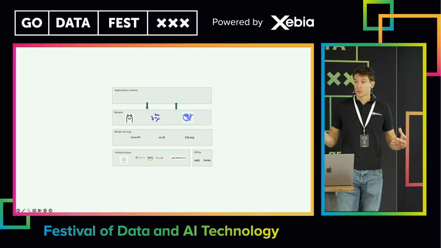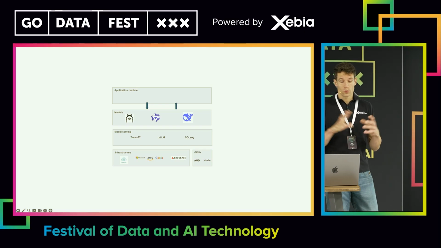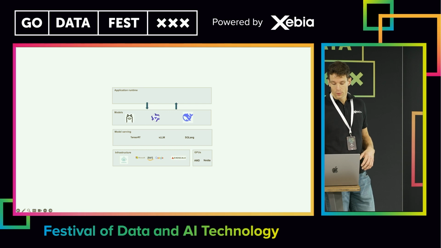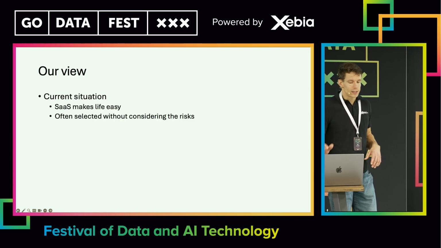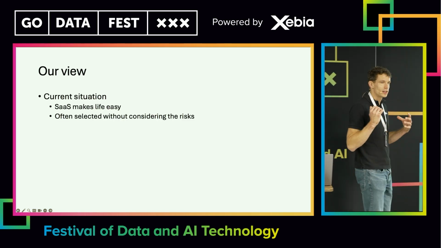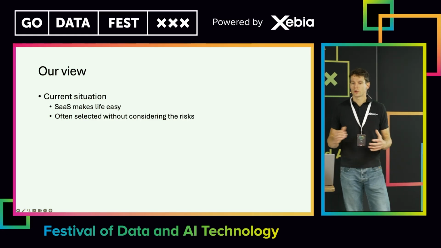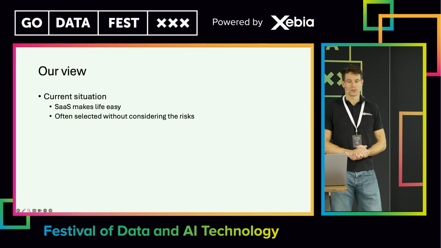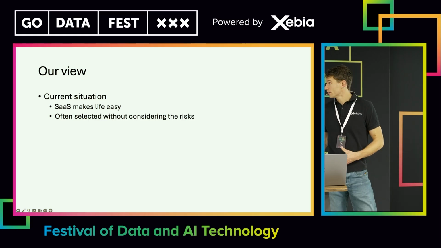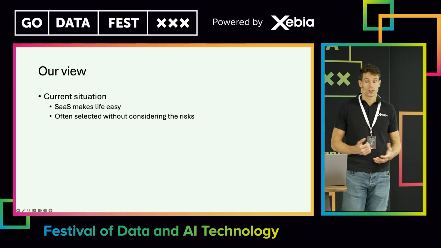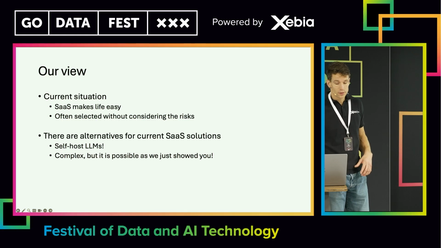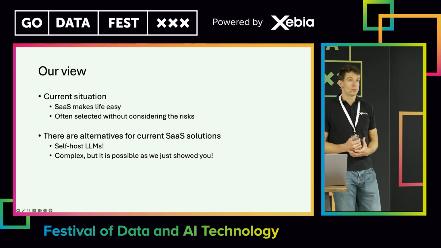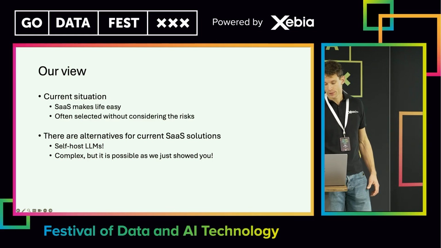So this wraps up our whole architecture stack. We have described all the choices that you need to make. So let's wrap this up. We've looked at the current situation. The status quo is that SaaS models are easy to use. But like Remy said, they are often picked without considering the risks. There are alternatives. We can self-host our LLMs. It's complex, but we showed that it's a possibility.